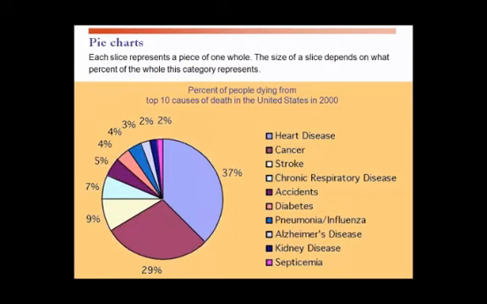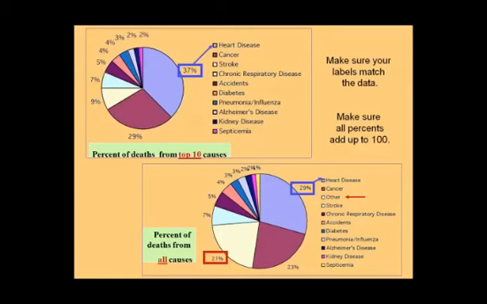Don't leave out categories, because it will always be in relationship to what you select. That means you need to be careful that your labels match the percentages. The first pie chart on the top is the percent of deaths from the top 10 causes. Look at heart diseases: from the top 10, 37% of those deaths are from heart diseases. But if you look at the percent of deaths from all causes, heart diseases only account for 29%. Okay, the base is different.